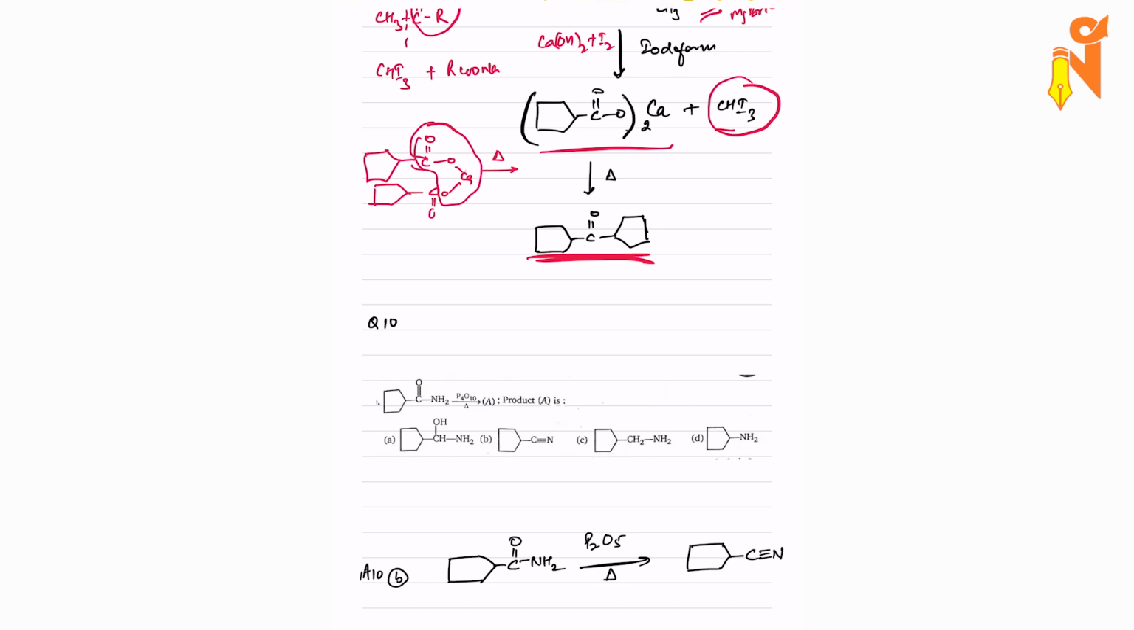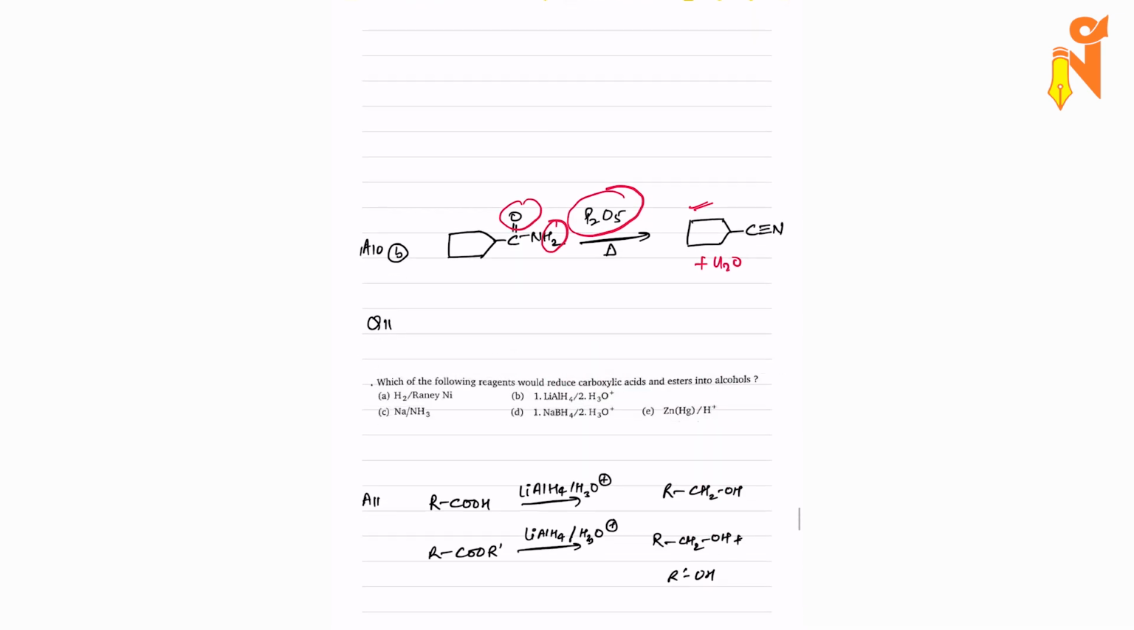Again the amide is given and P4O10 and heat is given, which is clearly a dehydration reaction. Just now we have discussed P2O5 is a dehydrating agent. It will remove the water content from the amide and will convert it into a cyanide. Okay, so this is your option number B. Come to question number 11.